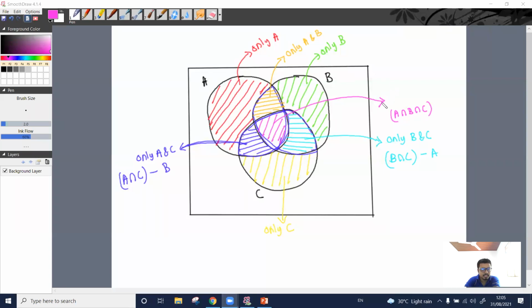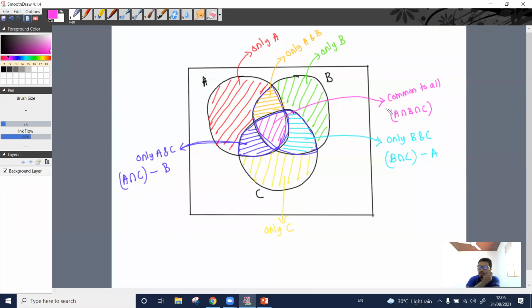How can we say it the other way? Common. Yes, area common to all three. We say common. So this is the area common to all A, B, and C.